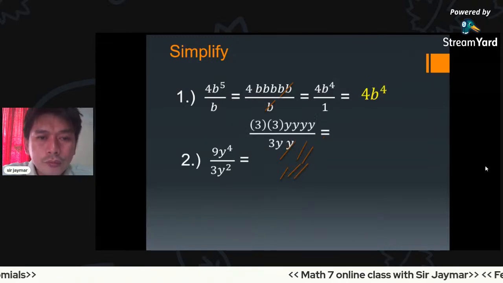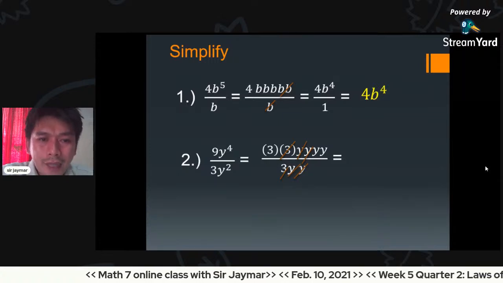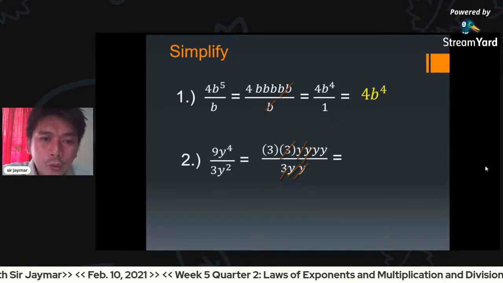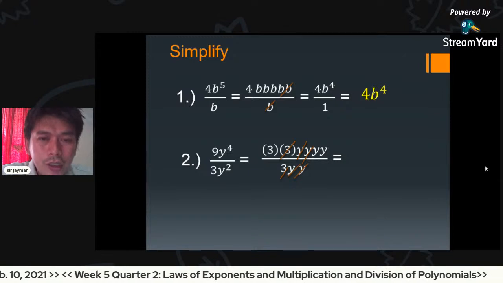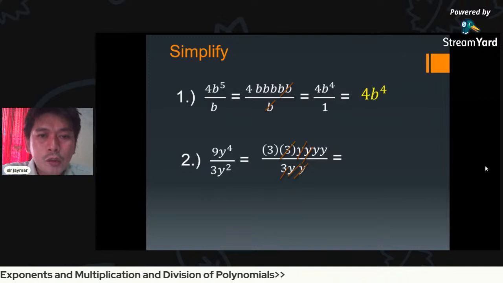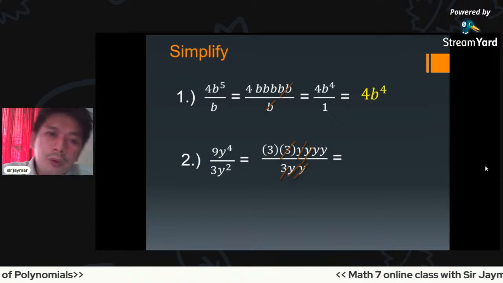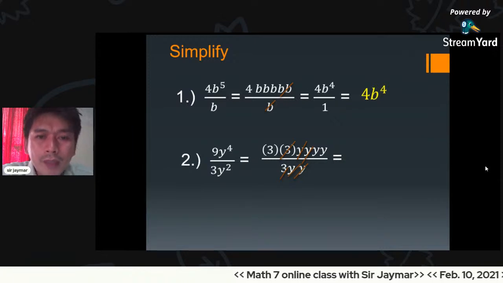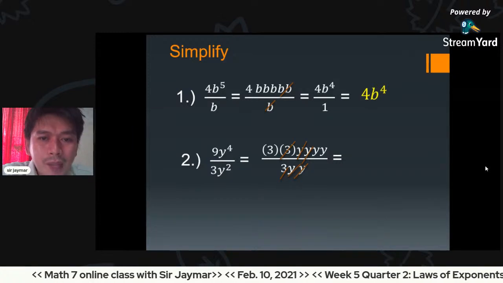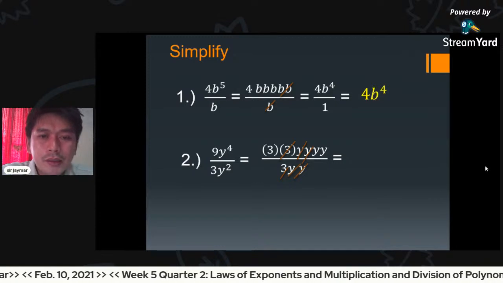In number 2, 9 times y raised to 4 divided by 3 times y squared, or 3y squared. So you need to factor the 9 first in order to cancel the 3 in the denominator. To factor 9 is 3 times 3. The expanded form of y raised to 4 will be y times y times y times y, divided by 3y squared, expanded as 3 times y times y.